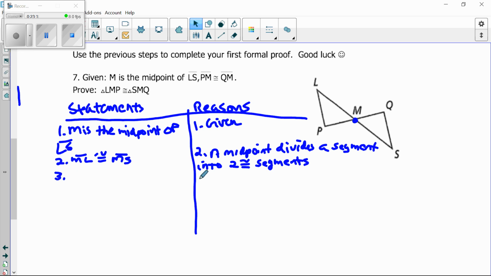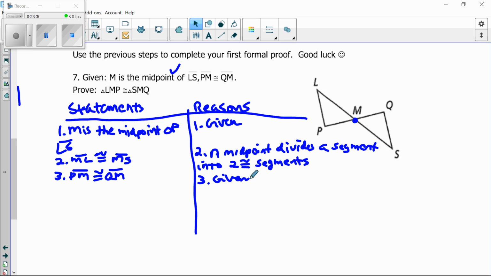Now, eventually you may be able to start with that and then do the definition. It's up to you. So that given has been used. I'm going to check it off. My next given is PM is congruent to QM. Its reason is a given. That's why I know it's congruent.